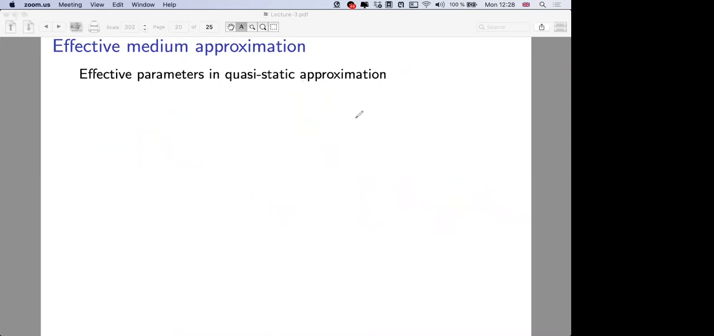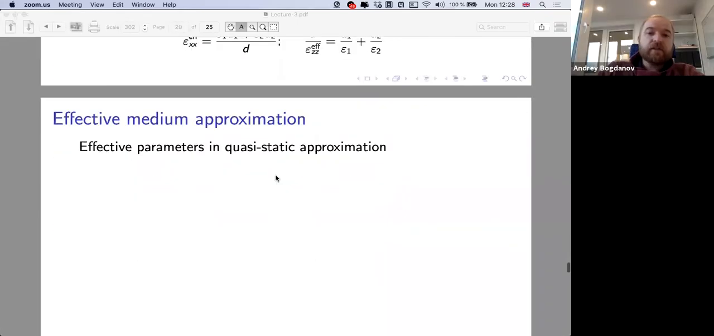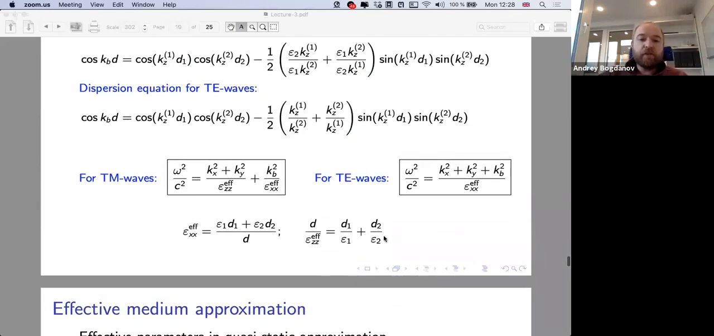Okay. It means that this expression is just a quasi-static approximation. And you can find these effective parameters, effective permittivity, in terms of capacitance. Some effective capacitance is related to effective permittivity, and it depends on the orientation of your multilayer structure between the cladding layers of the capacitor.